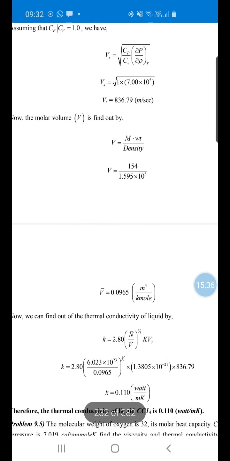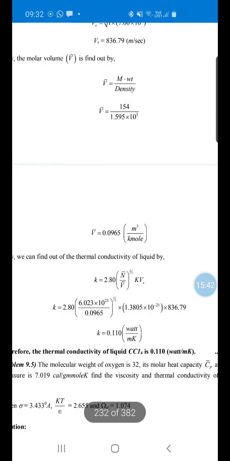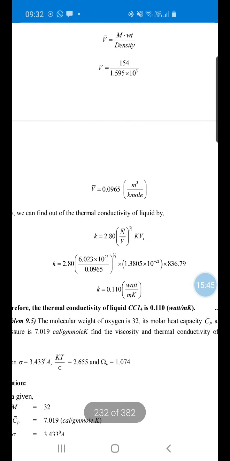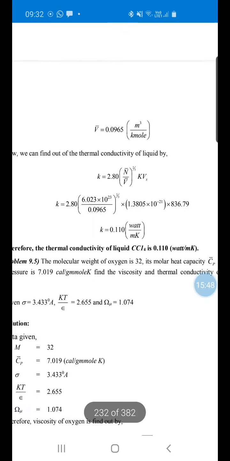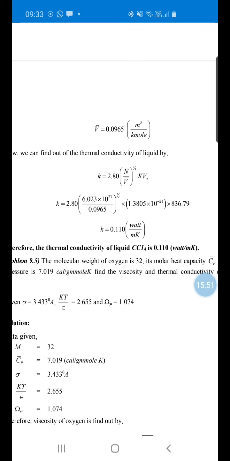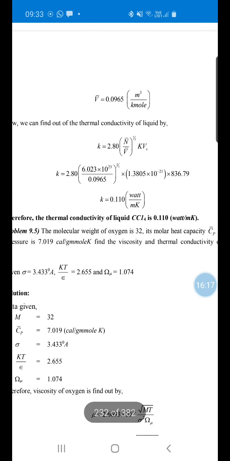You can find out the molar volume by dividing the molecular weight by the density. You will get the value of V bar in meter cube per kilomole, and then you can put these values in Bridgman's equation and find out the thermal conductivity. So the equation is K is equal to 2.80 (N bar by V bar) raised to 2 by 3 into K into Vs. You know Avogadro's number is 6.023 × 10 raised to 23. Molar volume is calculated. You know the value of Boltzmann constant, it is 1.3805 × 10 raised to minus 23. By knowing these values, you can find out the value of thermal conductivity.